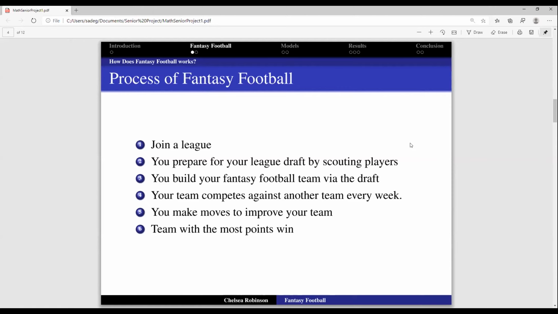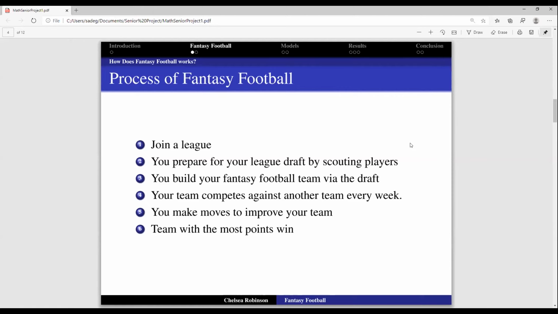Second, you prepare for the league by drafting and scouting players. This is the most important part. This is the part that I did. You research players, you research their stats, and you pre-rank players for the draft. So when the draft comes, you'll know which player is predicted to do the best for that season.